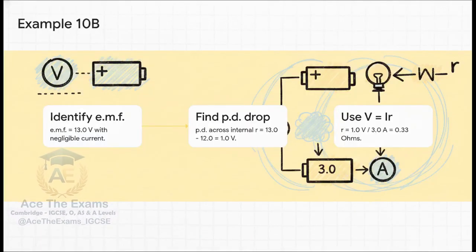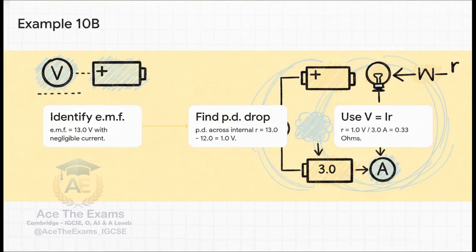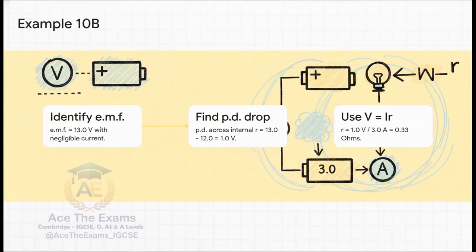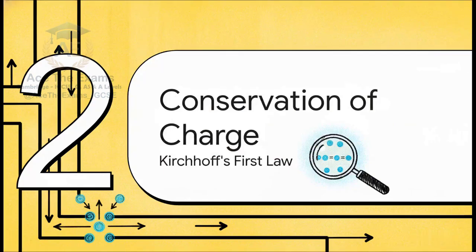Let's look at how this plays out in a real scenario with worked example 10b. Imagine you hook up a voltmeter to a lonely battery, and it reads 13.0 volts. Okay, that's our pure EMF. Now you connect a lamp that draws 3.0 amps, and suddenly the voltage drops to 12.0. Wait, where did that missing volt go? Well, it was quote-unquote lost, overcoming the battery's own internal resistance. So using the formula V equals I times R, we just take that 1.0 lost volt, divided by our 3.0 amps, and boom, we get an internal resistance of 0.33 ohms. Mystery solved.